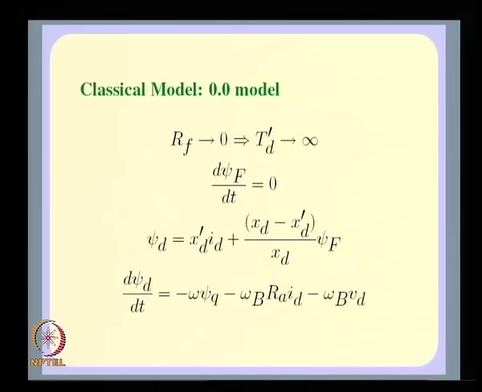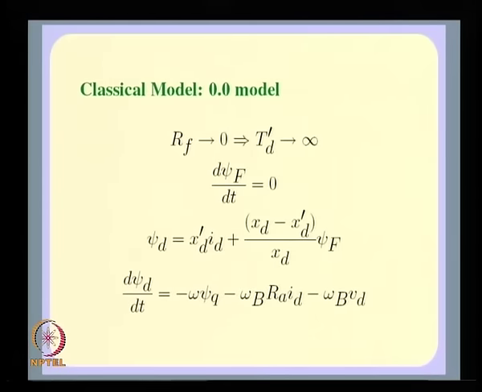What you do is, you assume that the field winding resistance is very small, as a result of which you can show using the basic equations which relate the standard parameters and the resistance and inductance parameters of a synchronous machine that T d dash becomes a very large value, tending to infinity.